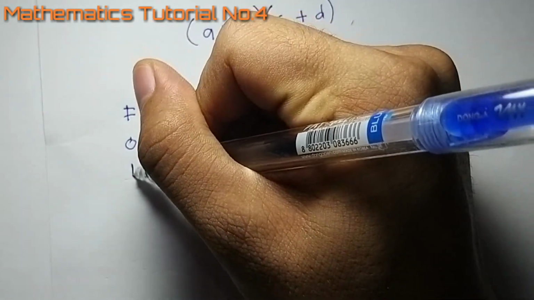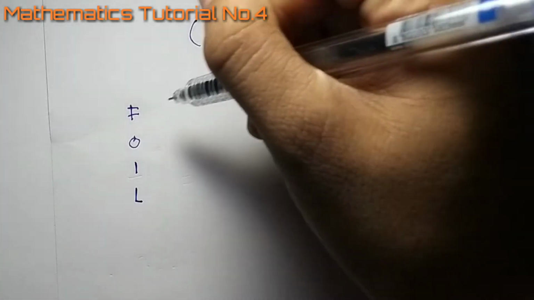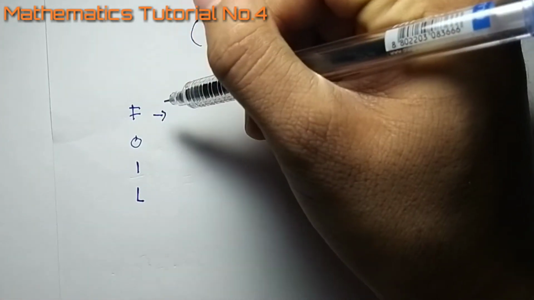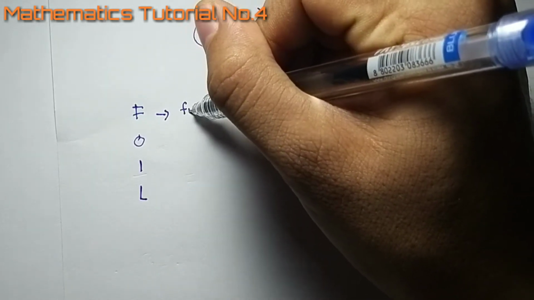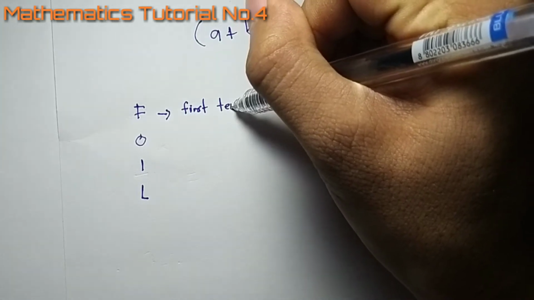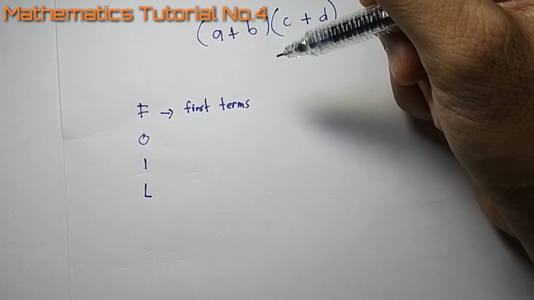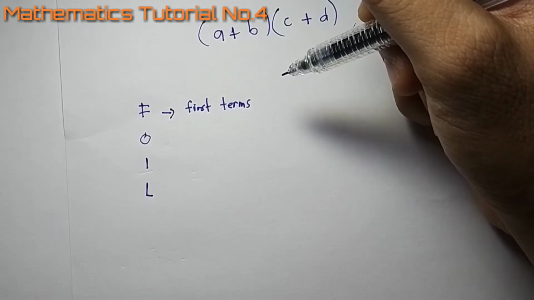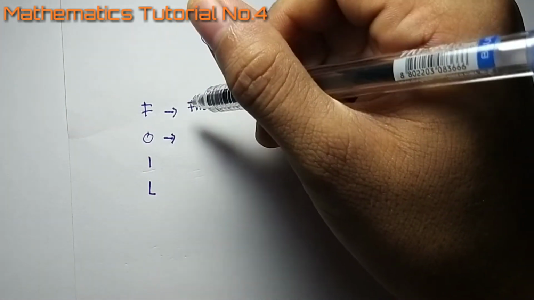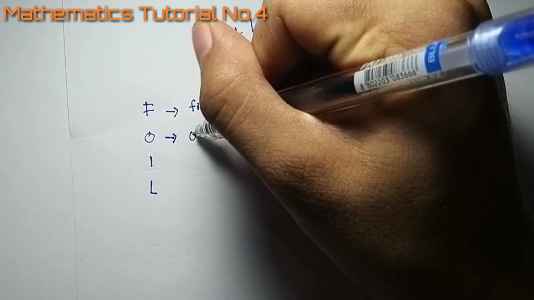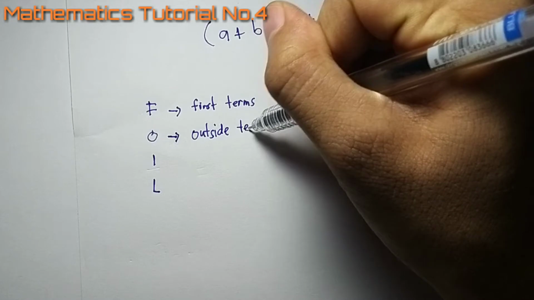FOIL, F-O-I-L. So that is FOIL. So unsay pasabot aning F? Kini si F mao ni ang product sa first terms. Meaning atong i-multiply ang mga first terms sa atong binomials. Next is O. Kining O mao ni ang product sa outside terms.